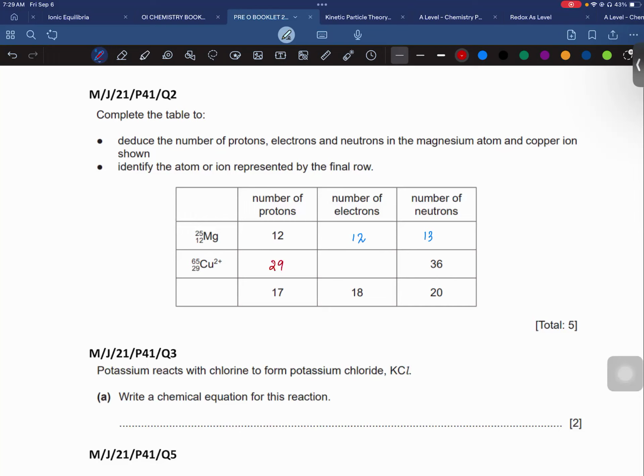The number of protons will never change. Always electrons are going to change, okay? The charge affects the number of electrons, remember, okay? So the number of electrons will be 27.